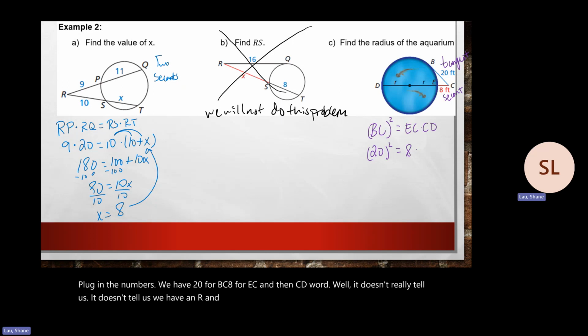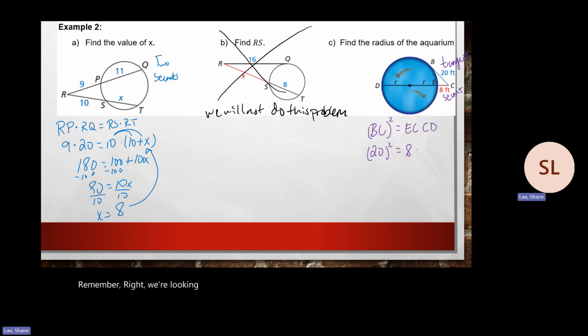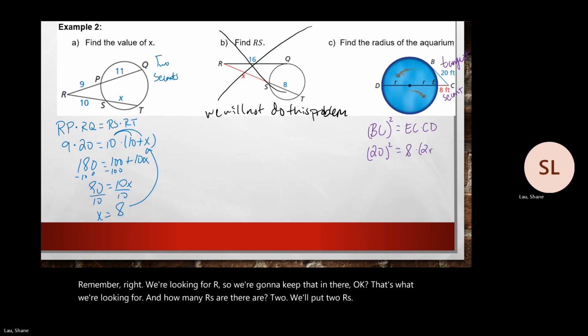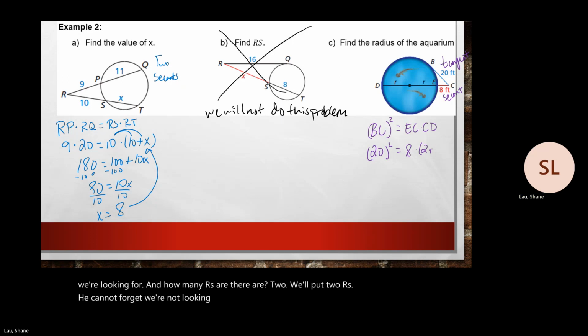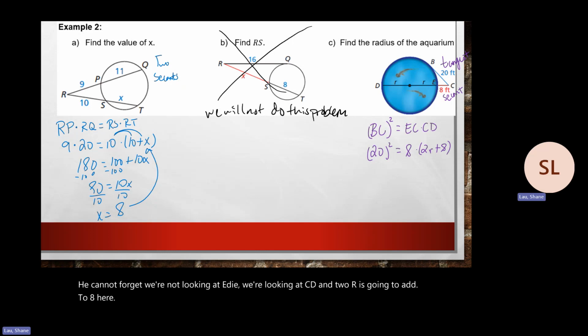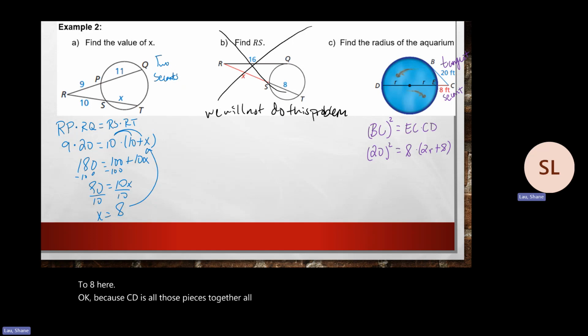Remember, right? We're looking for R. So we're going to keep that in there. Okay, that's what we're looking for. And how many R's are there? There are 2. We'll put 2 R's. And not forget, we're not looking at ED. We're looking at CD. And 2R is going to add to 8 here. Okay, because CD is all those pieces together, all those pieces added up together.